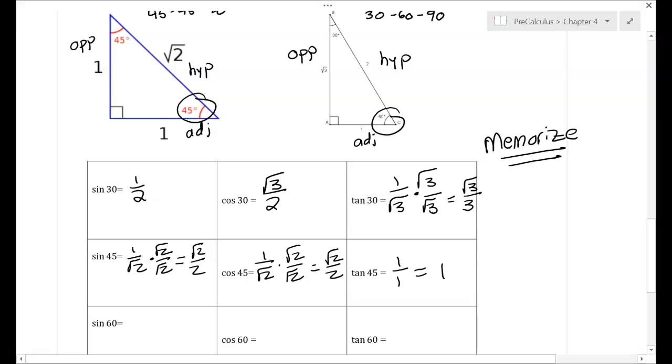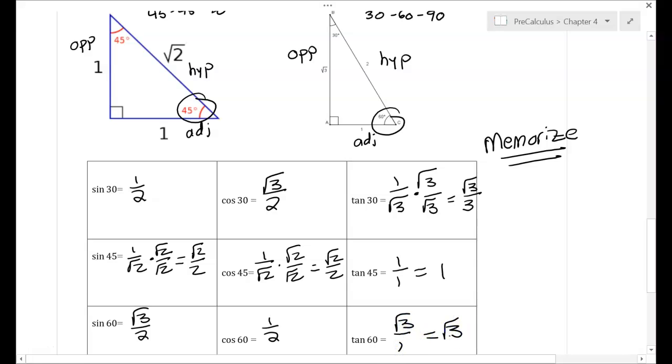Sine 60, I'm going to do opposite over hypotenuse, I get square root of 3 over 2. Cosine of 60, adjacent over hypotenuse, is 1 over 2. Tangent of 60, opposite over adjacent, square root of 3 over 1, which is square root of 3.